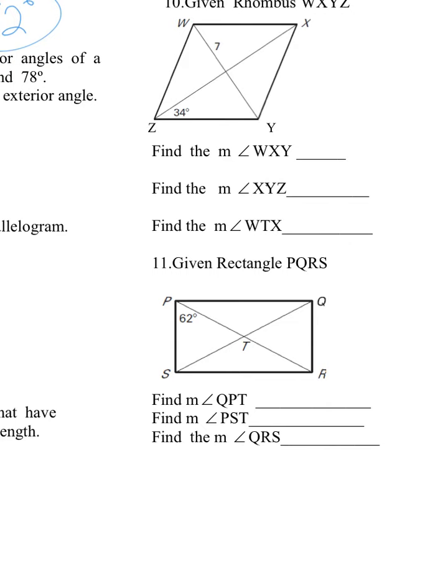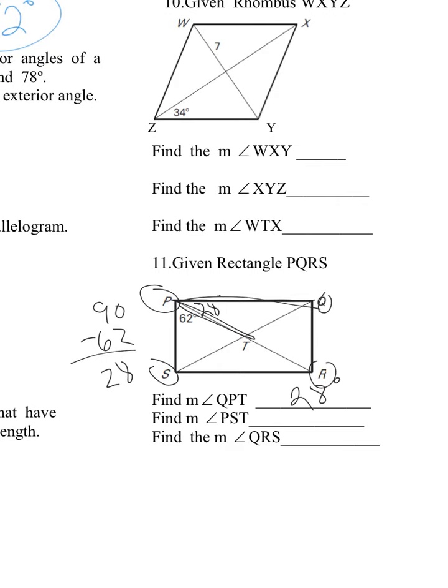Last page. Given rectangle PQRS, find the measure of QPT. So you know each angle here is a right angle. So if that's 62, you simply do 90 minus 62 to find the other part of it. And that's 28, so it'd be 28 here.